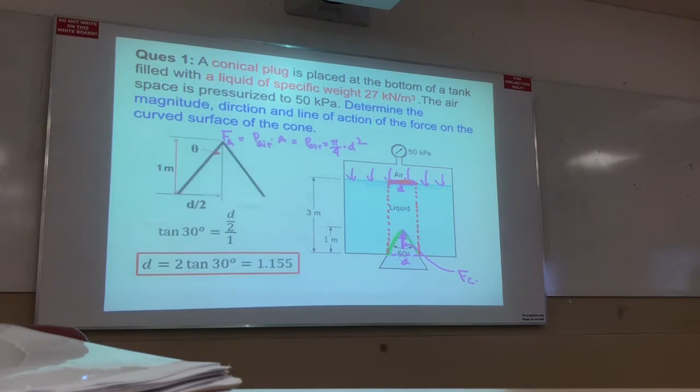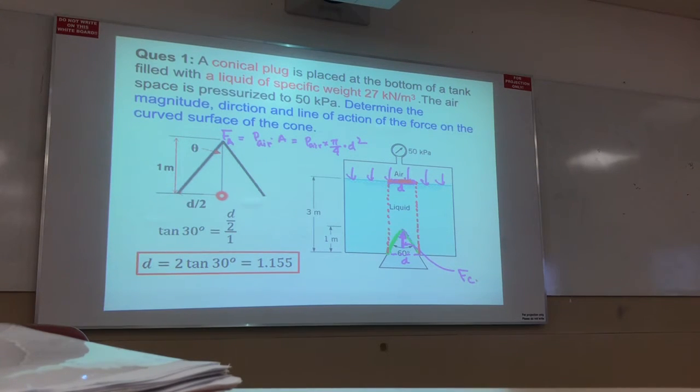Then you can see this cone, this area, right? I put here. So we assume from here to here is 60 degree. So here theta becomes 30 degree, correct? Half of 60 degree is 30. So from here to here is d by 2. And I know the distance from here to here, which is 1 meter. 1 meter, right? Then what can I do?